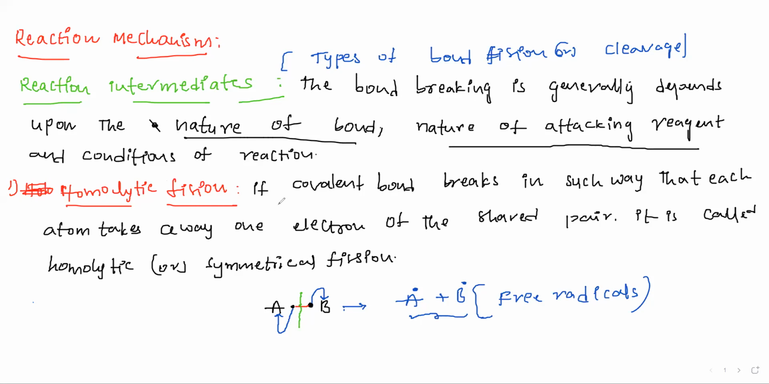The first one is homolytic fission. If a covalent bond breaks in such a way that each atom takes away 1 electron of the shared pair, it is called homolytic or symmetrical fission. For example, A and B have the same electronegativities, so the bond breaks in between. One electron goes to B and one electron moves to A. The result is that A is a free radical with an odd electron, and B is also a free radical.